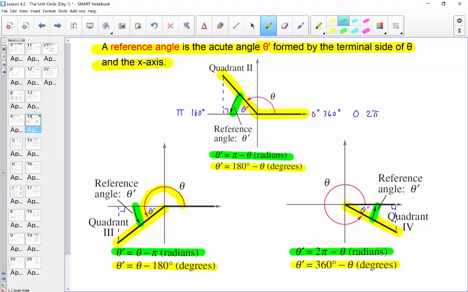Go ahead and pause the video and take a minute to study reference angles. In the next video, we're going to use what we learned about sines and reference angles in order to evaluate trig functions in all 4 quadrants within the unit circle.